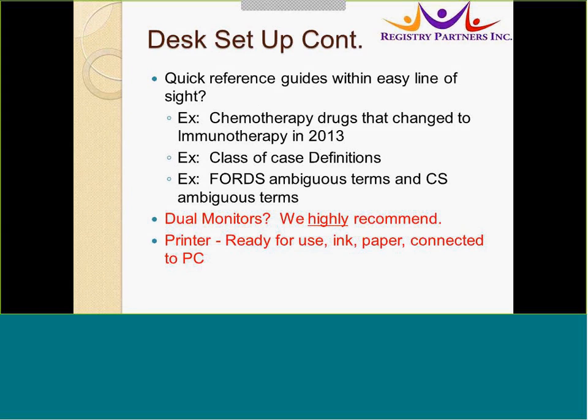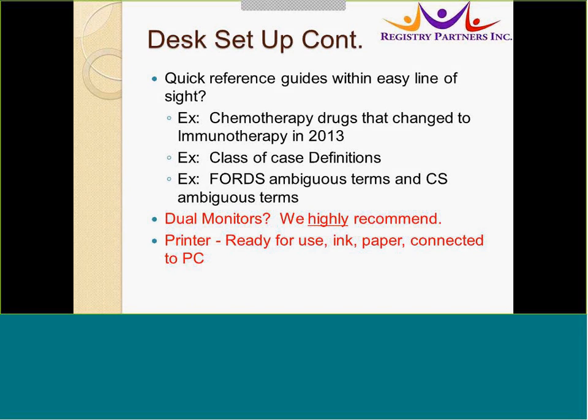Are your quick reference guides in an easy line of sight? Some of the things that you use often, maybe, are the chemotherapy drugs that changed to immunotherapy in 2013, your class of case definitions from Fords, and your ambiguous terms from Fords and CS. Do you have dual monitors? We highly recommend dual monitors because you can have the electronic medical record system on one and the registry system on the other, and thereby reduce toggling from one system to the next.